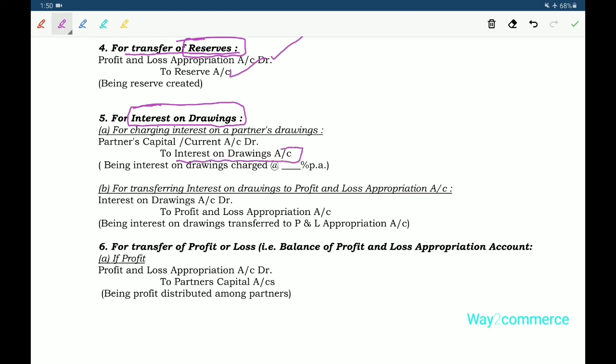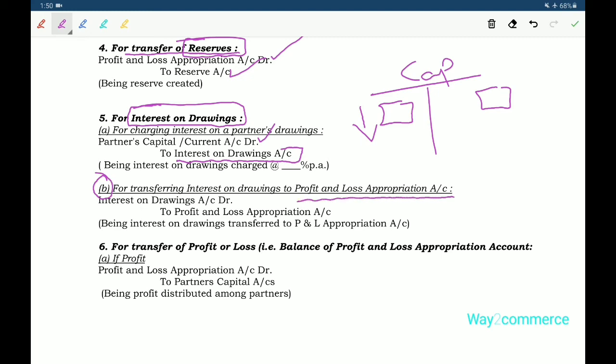So partner's capital or current account debit to interest on drawings account. So in capital accounts, interest on drawings is debited. Then only partner's capital account is reduced. So what is the entry? For charging interest, partner's capital or current account debit to interest on drawings account. Next, second one, for transferring interest on drawings to profit and loss appropriation account. We know that. What is the entry? Interest on drawings account debit to profit and loss appropriation account.